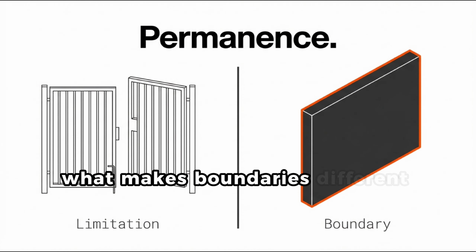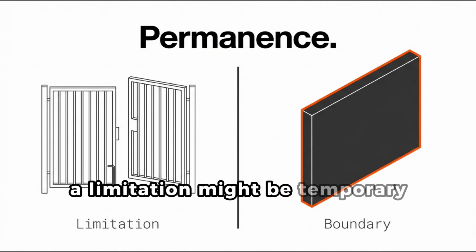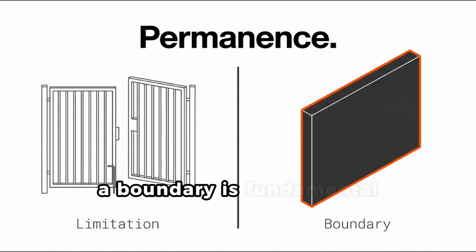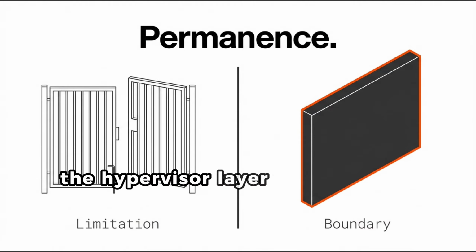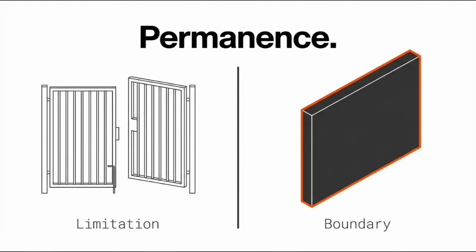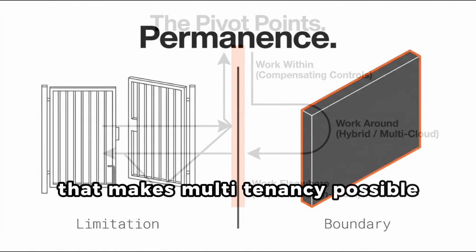What makes boundaries different from limitations is permanence. A limitation might be temporary. Today's quota could increase tomorrow. A boundary is fundamental. The hypervisor layer will never be exposed to tenants, regardless of how much you need it, because that would break the security model that makes multi-tenancy possible.